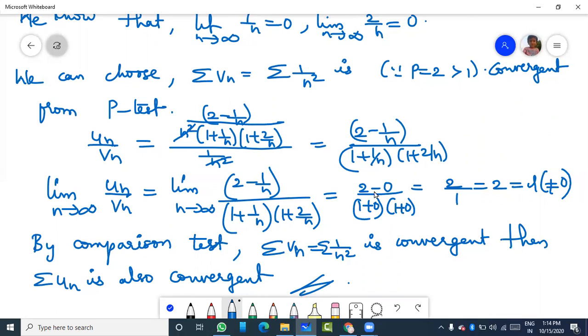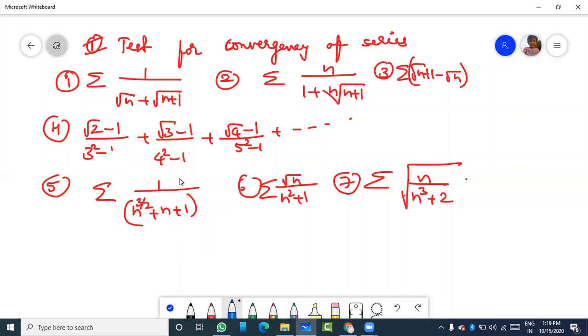Okay, this totally depends on the p test. If p is greater than 1, then it is convergent. If p is less than or equal to 1, it is divergent.